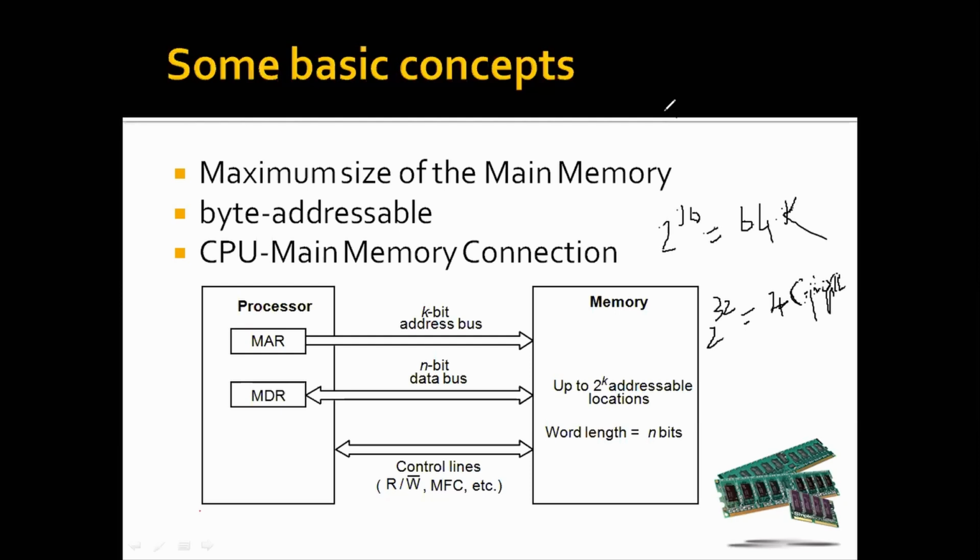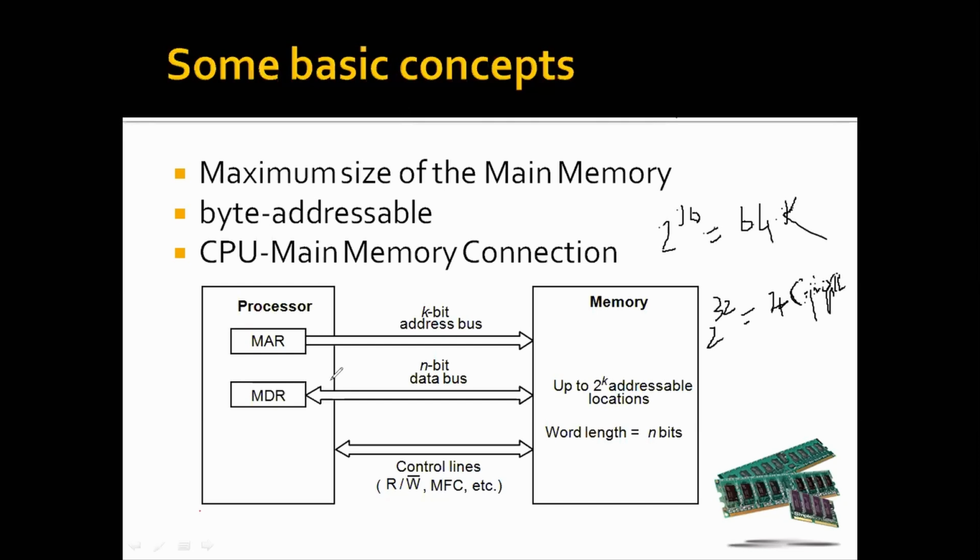Whereas in the other case, if you have 2 power 32, it is going to occupy 4 gigabytes. So this is how the data has been changed. Here the maximum size of the main memory is addressed according to the address location that has been given. So here everything, the memory, is going to be byte addressable.